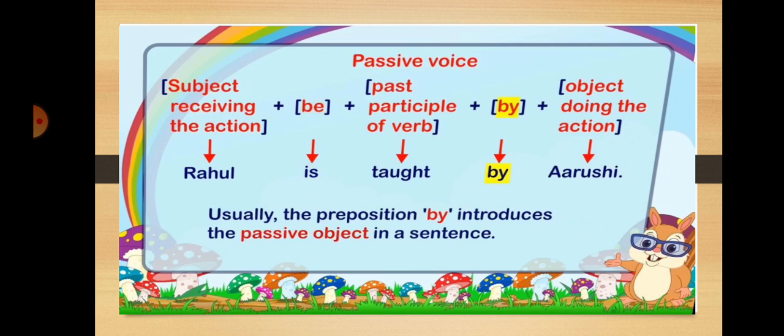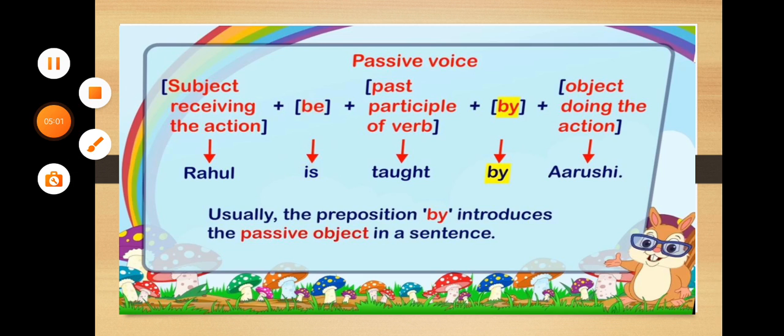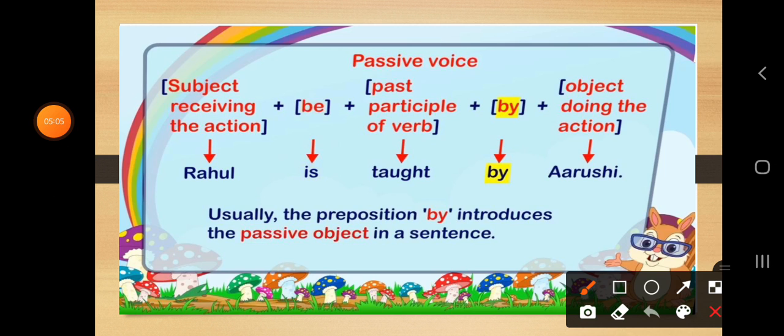Usually the preposition by introduces the passive object in a sentence, which means every passive sentence, every passive voice has by. That shows that this sentence is a passive voice.